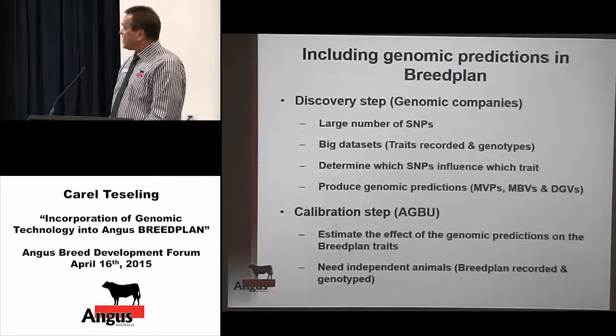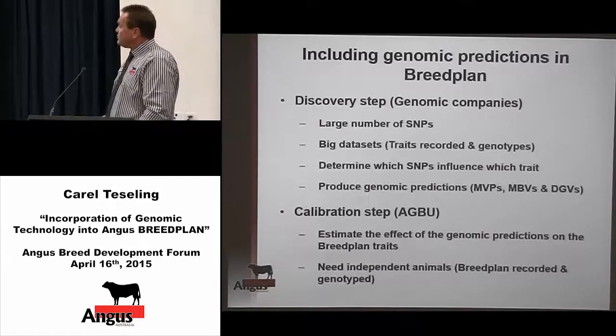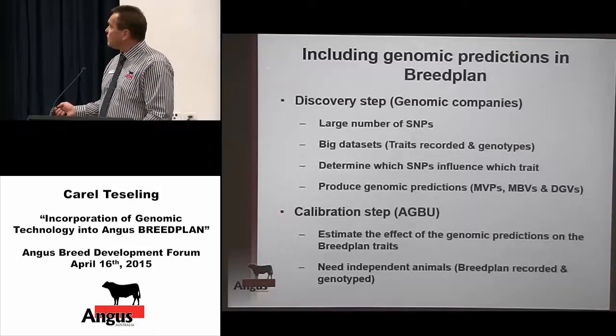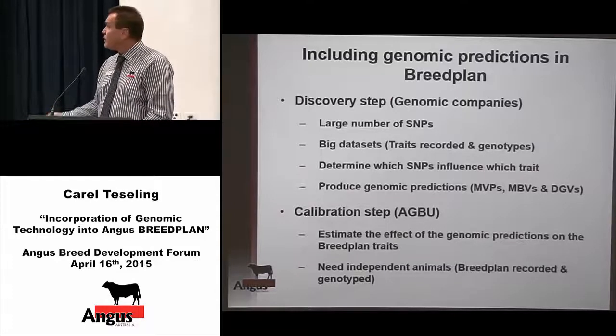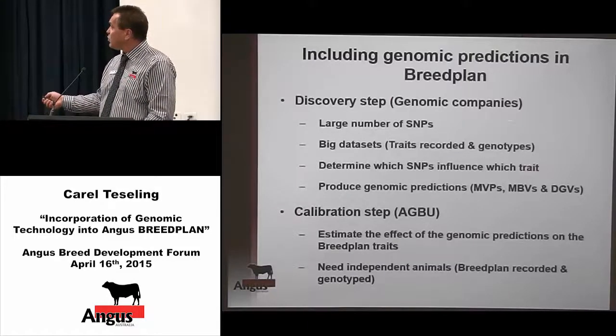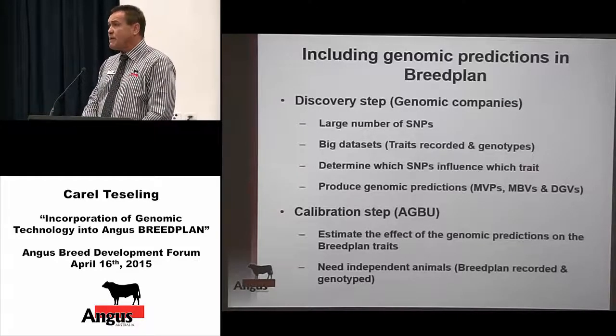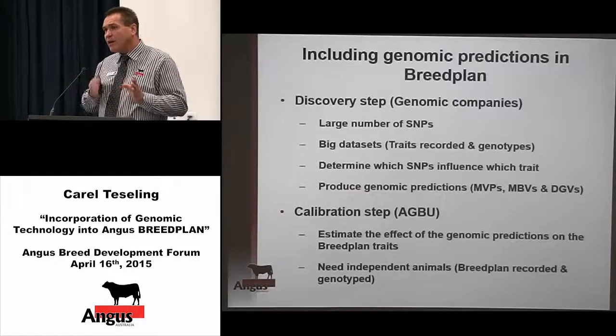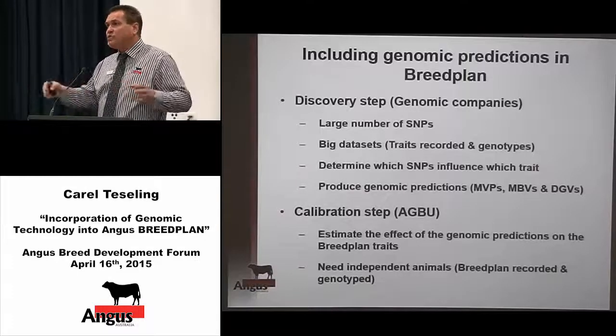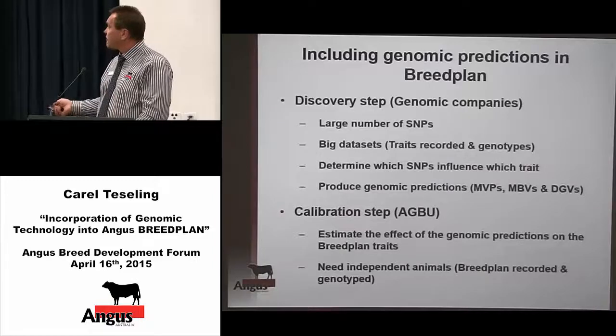Right, so then just quickly going into the genomic predictors and how we include them in BREEDPLAN. There are two steps involved. One step is the discovery step, and the other step is the calibration step. What's happening in the discovery step is normally in genomic companies. They, of course, have to have big numbers of SNPs, again trying to cover the DNA as much as they can so that they can get a very good understanding of which genes are impacting a specific trait.